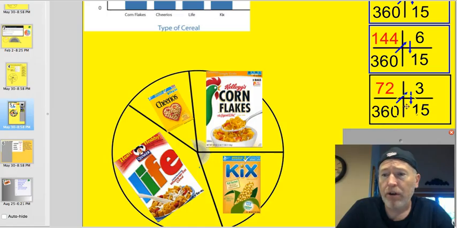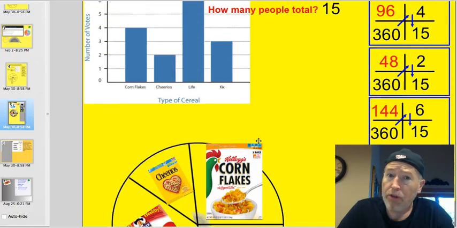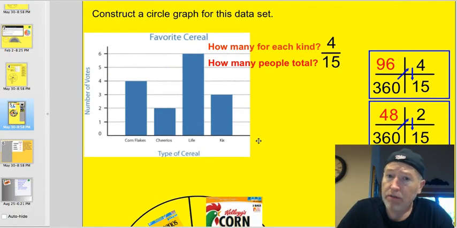Put 100 here. 3 out of 15 is the same as blank out of 100%. Do the math, multiply diagonally, divide, and you'd have a percentage that you could add here next to the kicks. You still have to use 360 to find the central angle because there's not 100 degrees in a circle. There are 360 degrees in a circle. So sometimes you might have to do a double box depending upon the information you want to show.